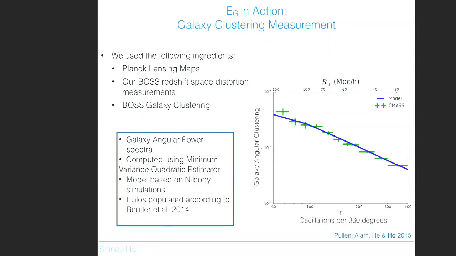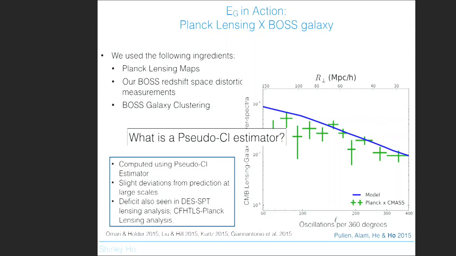This is using something called a minimum variance quadratic estimator, for people interested in data analysis. This is a way to do it that creates the minimum variance, which is very interesting. And then we compute, basically, the galaxy-lensing cross-correlations. And we use something called a pseudo-Cl estimator. For people who haven't heard of a pseudo-Cl estimator before, it would be good to look at what that is. And it has a slight deviation from the prediction on large scales.